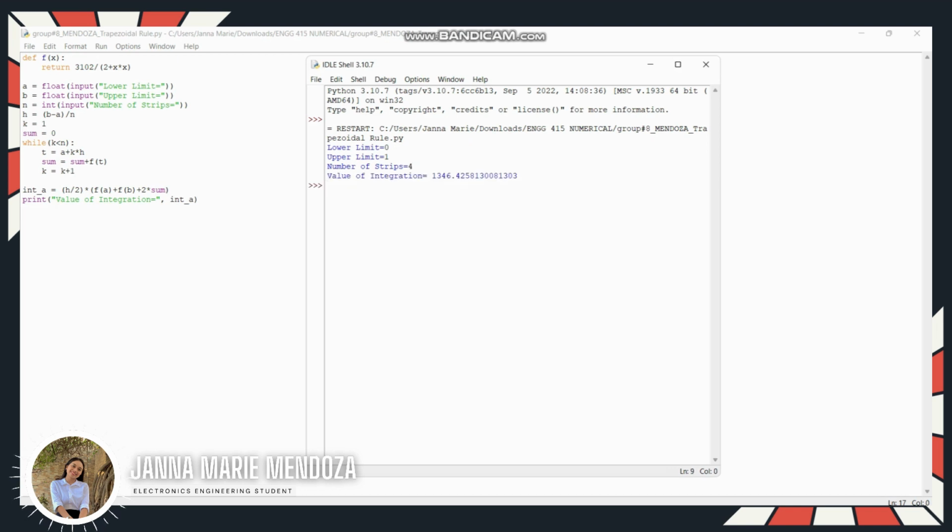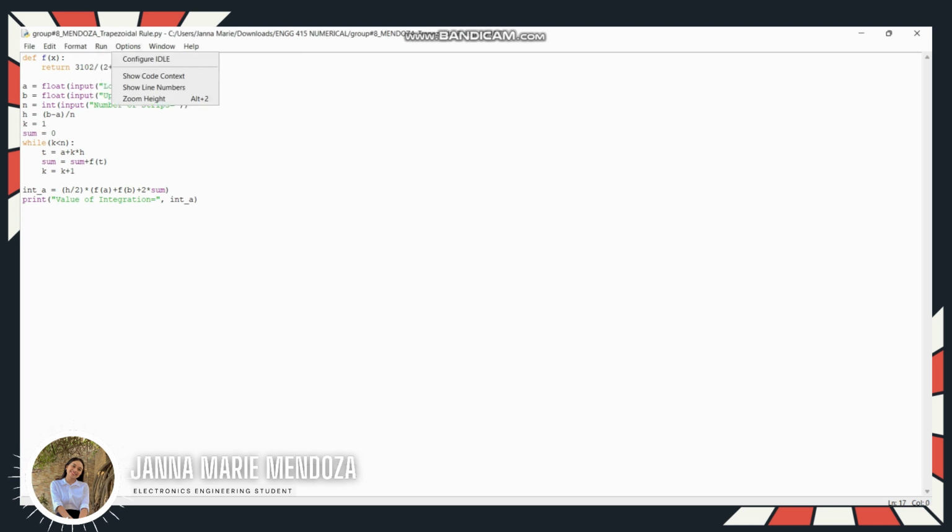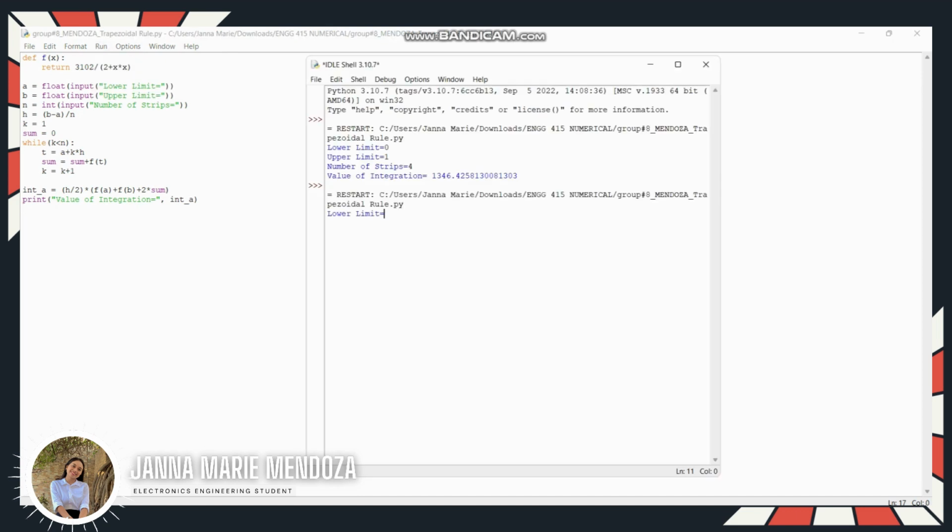As we can see from the result, the manually computed area, which is equal to 1,346.4258, is the same as the area of the trapezoidal rule calculated by coding, which is also 1,346.42581300 and so on. Then, if we run the program again and change the number of strips into a higher value than 4, we will also see that the area of the function f of x equals 3,102 over 2 plus x squared will also get higher.